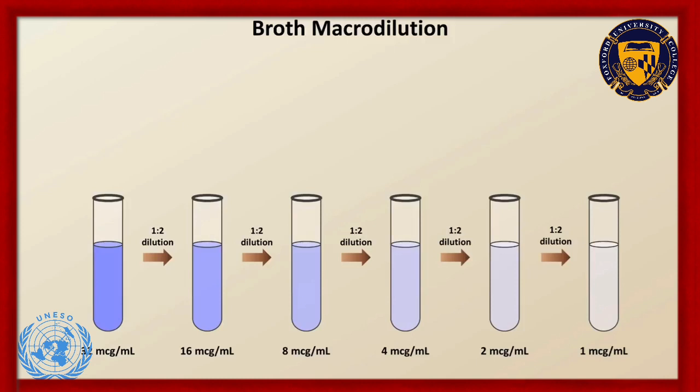The following day, what will be seen is that some of the tubes will have become cloudy due to bacterial growth, and some will remain translucent. The lowest concentration of antibiotic that inhibited the bacterial growth is then considered to be the MIC. Although broth macrodilution is conceptually very simple, it is very labor intensive and no longer considered practical in high volume microlabs.